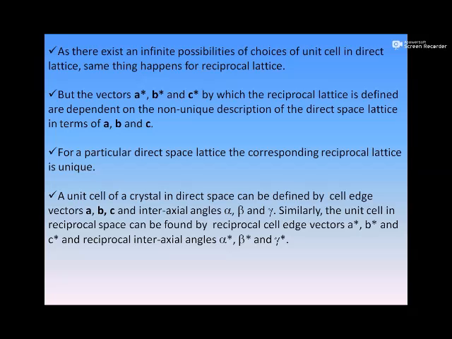I'm sorry about these things because this A star, B star, C star will be bold because they are the vectors, and obviously reciprocal interaxial angles alpha star, beta star, gamma star. Mind it, this A star, B star and C star, they are the vectors, not the scalars. Though they must be bold. There is a typographical mistake here. So this is the interaxial angles alpha, beta and gamma.